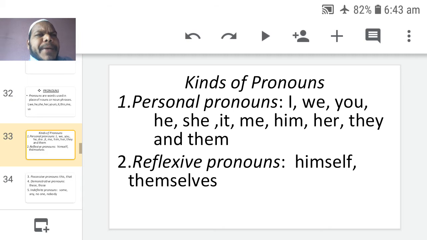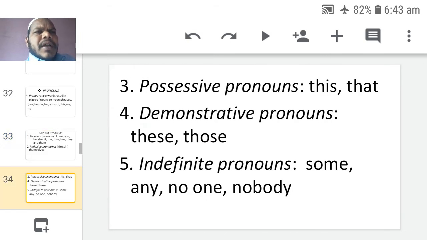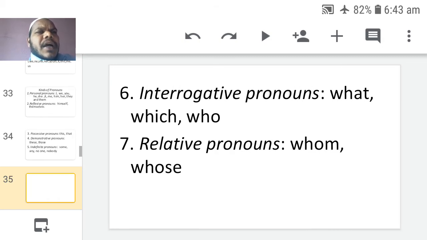Simply, personal pronouns, reflexive pronouns based on the function, possessive pronouns, demonstrative pronouns, the words showing something: these, those. Indefinite pronouns such as some, any, no one, nobody. Interrogative pronouns asking questions: what, which, who. Relative pronouns showing the relation: whom, whose.